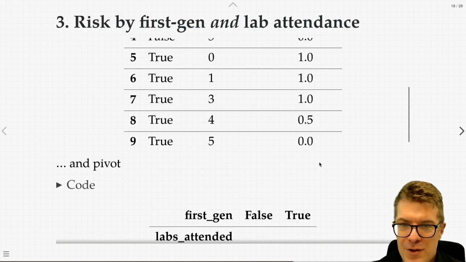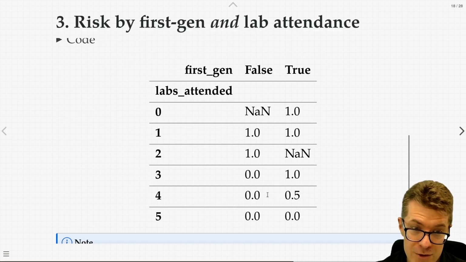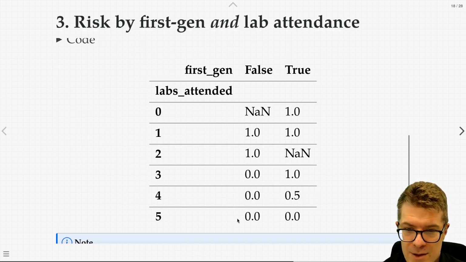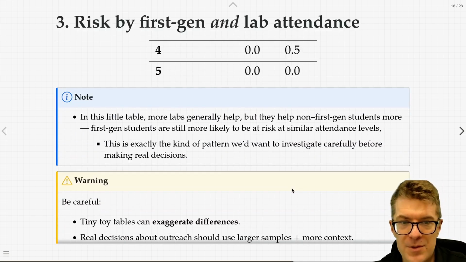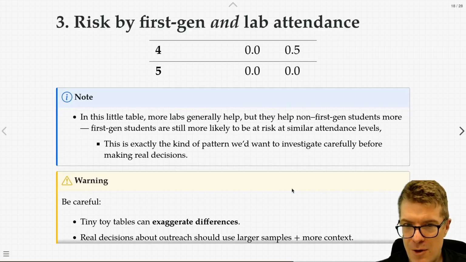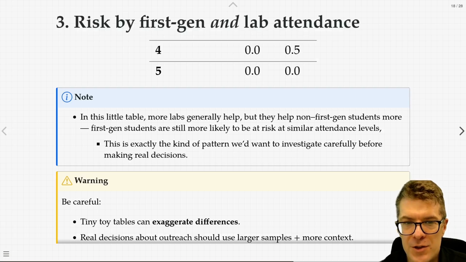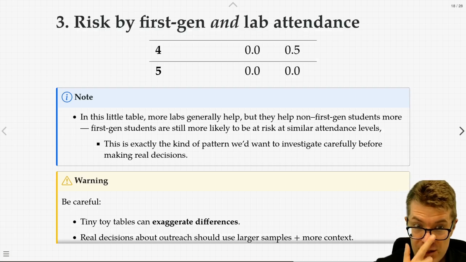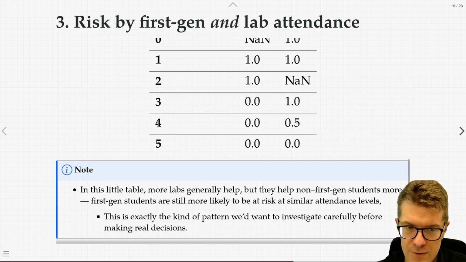And actually, you don't have to scroll back and forth to compare row 8 with row 3 anymore, because now you can just look across what this new row 4 is and see this comparison. Okay, and you see how the story kind of unfolds over the number of labs attended. So this is a tiny table. Clearly, the more labs that you go to, the more things help. But they seem to maybe help non-first gen students a little bit more, because first gen students are still likely to be at risk for similar levels of attendance for these 4 over here.